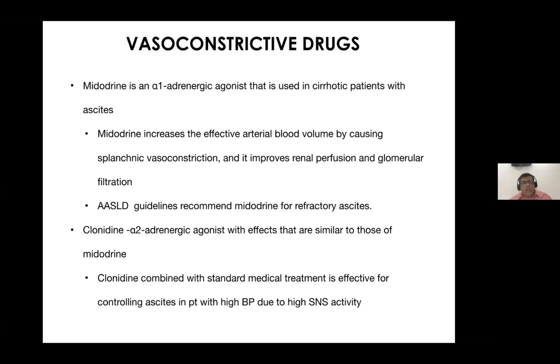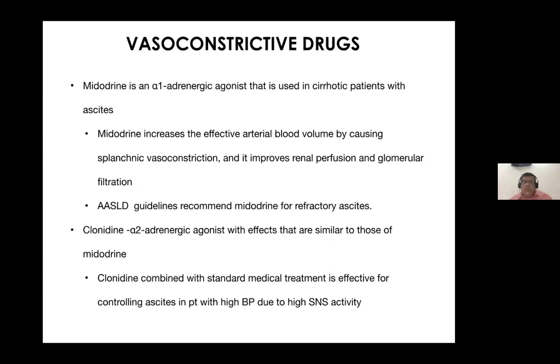The other drug is clonidine, which is an alpha-2 adrenergic agonist with effects that are similar to midodrine. So it causes vasoconstriction. But the disadvantage of clonidine is that it reduces the blood pressure. So in most of the patients, it is not useful. But it is the only drug which you can use in that subgroup of patients who come to you with very high sympathetic nervous system activity and therefore have tachycardia and hypertension.